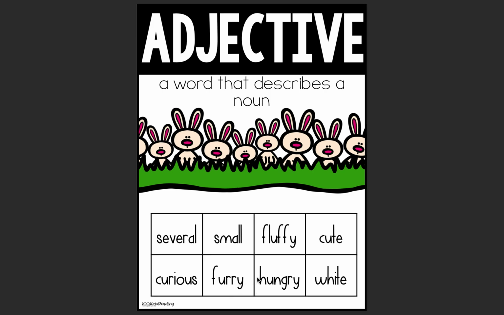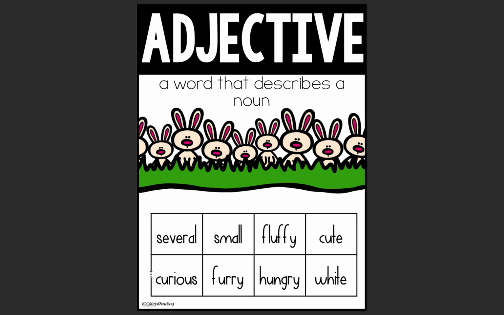Adjectives. All right. Adjectives are words that describe a noun. Okay, so they describe it. So here there's a picture of a bunch of bunnies, and one of the adjectives that they're using here is several. There are several bunnies. That's describing how many bunnies there are. They are small bunnies. So that's describing their size. Fluffy. Their fur is fluffy, describing the texture of the bunny's fur. Cute. Bunnies are so cute, right? We're describing that they are cute.